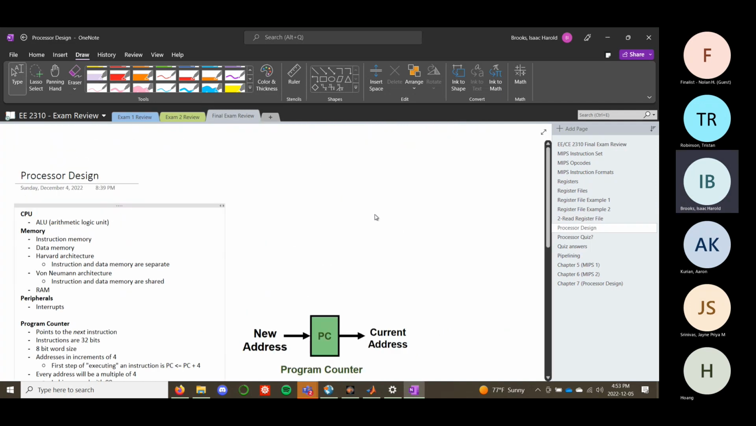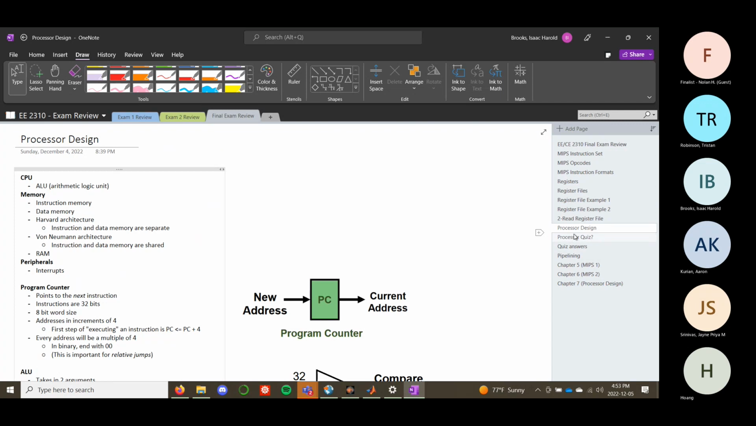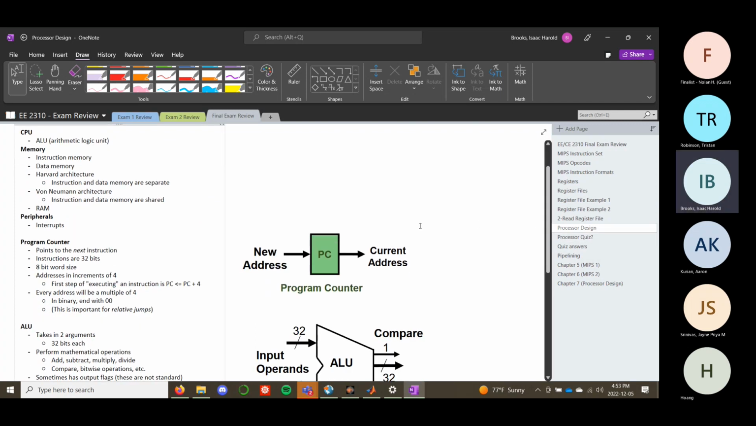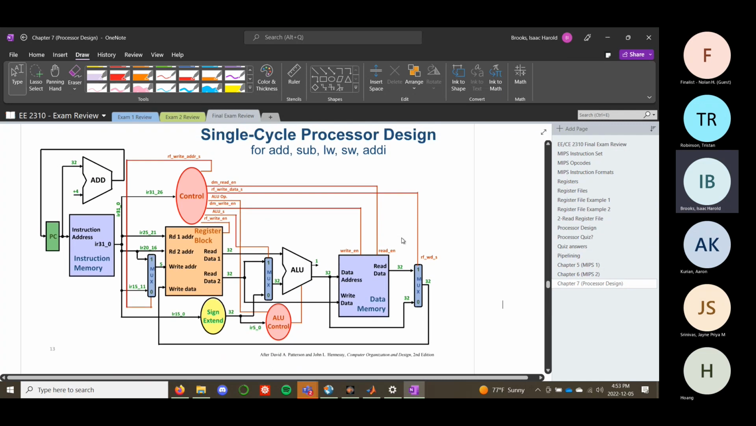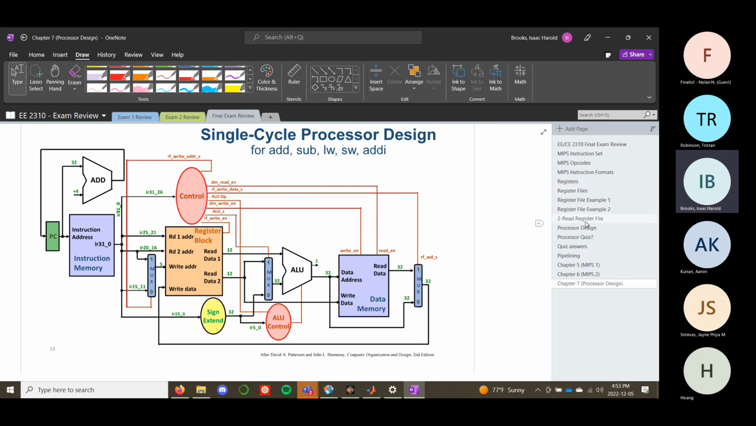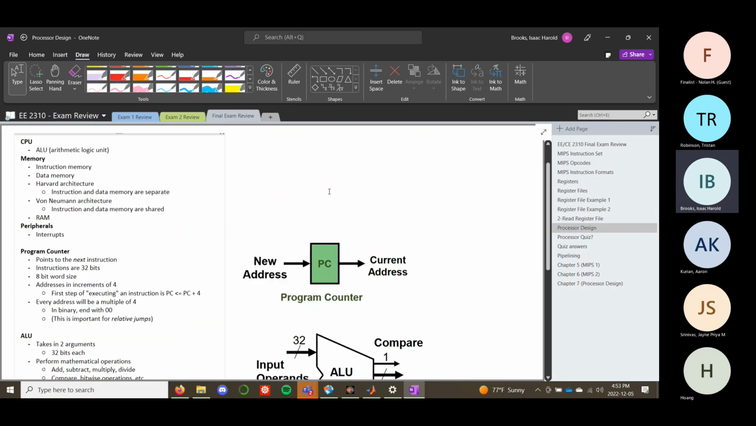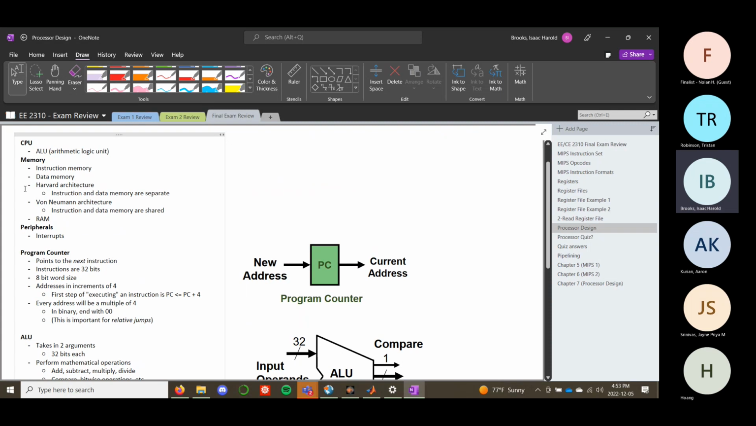the processor design. So I think, or did I not put a picture? Okay. So this is the processor, right? And it's got all the parts to it. So if we look at the parts individually, the CPU has the ALU. The ALU is what's doing the calculations, the adds and the subtractions, everything.